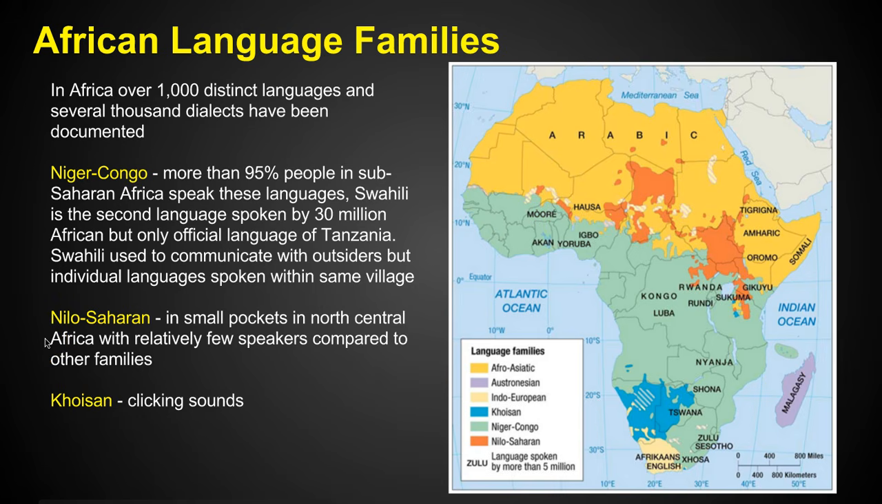Nilo-Saharan. You see this in small pockets in North and Central Africa with relatively few speakers compared to other families, and there's the Nilo-Saharan, small pockets throughout. And Khoisan. This is just a fun example where the people speak using the clicking sounds. It sounds very strange, but I'm sure it's very natural to them.